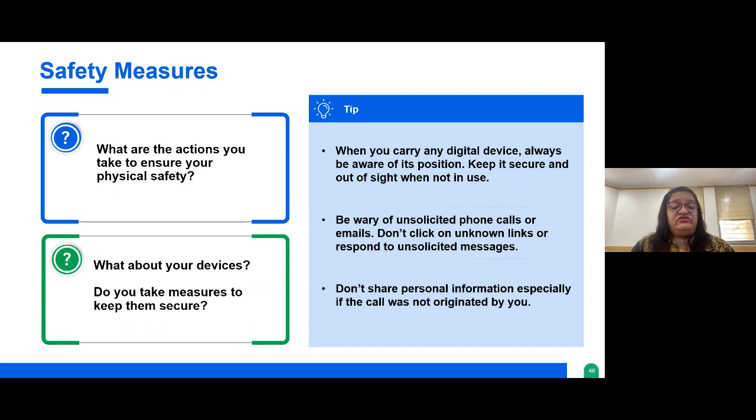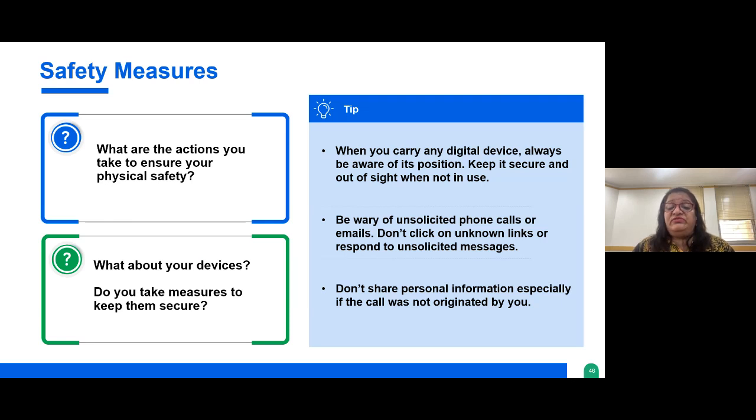So what are the safety measures that need to be taken when we're talking about cyber safety? When we're talking about strong passwords, it's also important to have two-factor authentication. When we carry any digital device, we have to make sure we are aware of its position and keep it secure. Like, if you carry a laptop around, don't just leave it lying around. Or like the previous scenario we talked about, one kid leaving the phone by mistake near the fountain and then somebody finding it and sending out unsolicited messages from it. It's very important we do not share our personal information. It is very, very important.